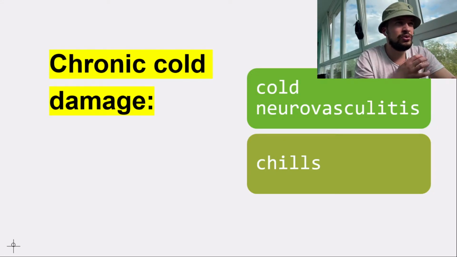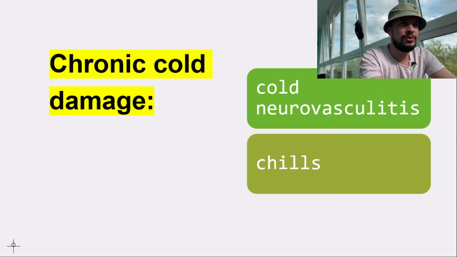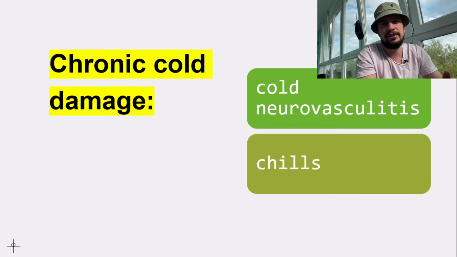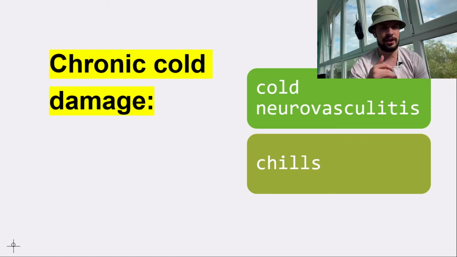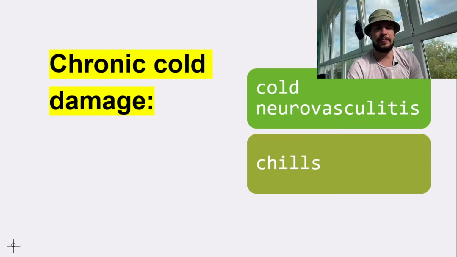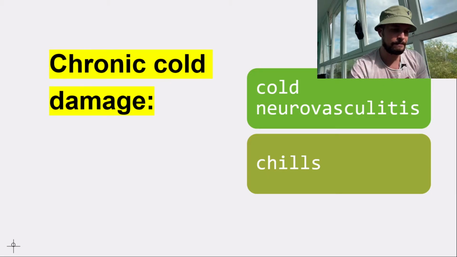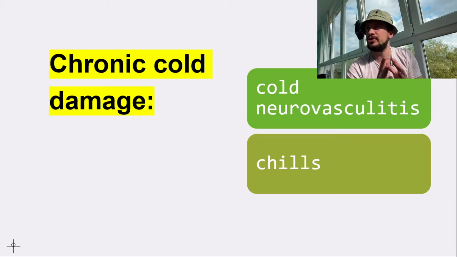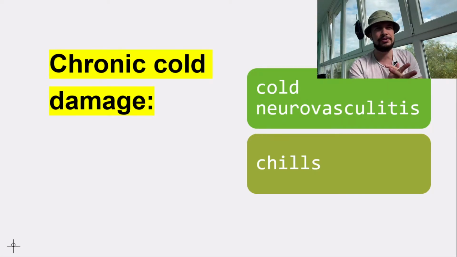Next one, chronic cold damage, and there we need to talk about cold neurovasculitis and chills. Chills, yeah. And cold neurovasculitis is a disease of the vessels of the limbs.